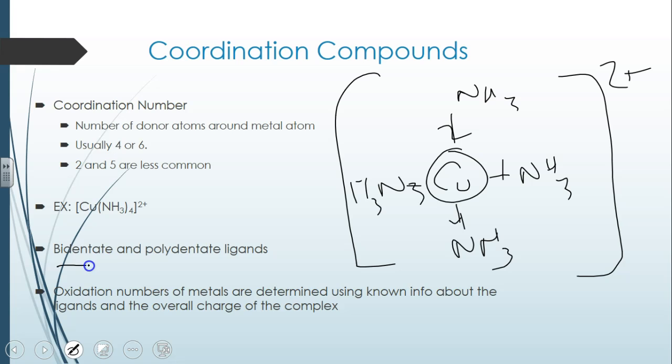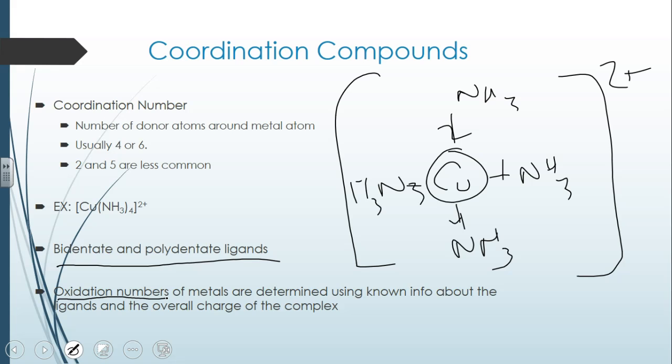Okay, and I already explained what bidentate and polydentate ligands are, and I also explained how they work in determining the coordination number. But one of the things that we can do is we can determine the oxidation numbers of metals, because we know now all the stuff surrounding the metal, the ligands or the ions that are dealing with it. So we can actually figure out oxidation states or oxidation numbers or charges, whatever you want to call it.